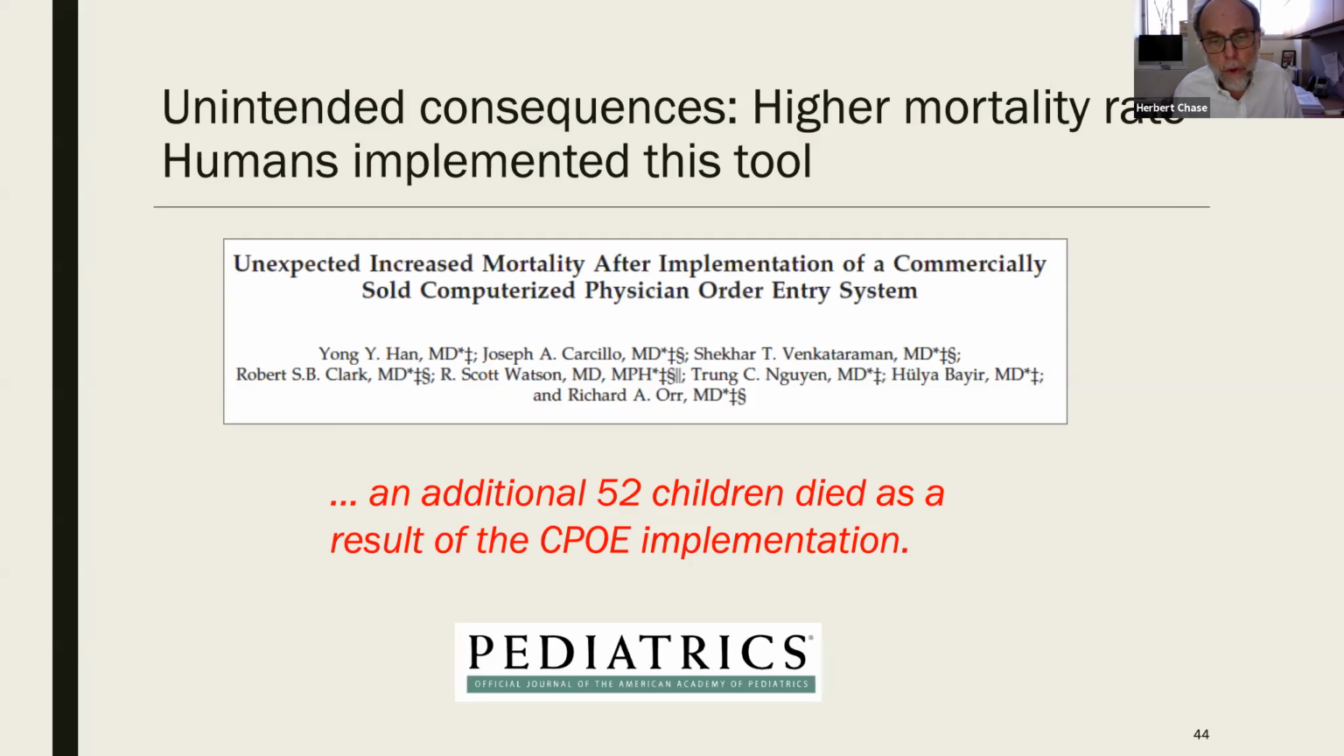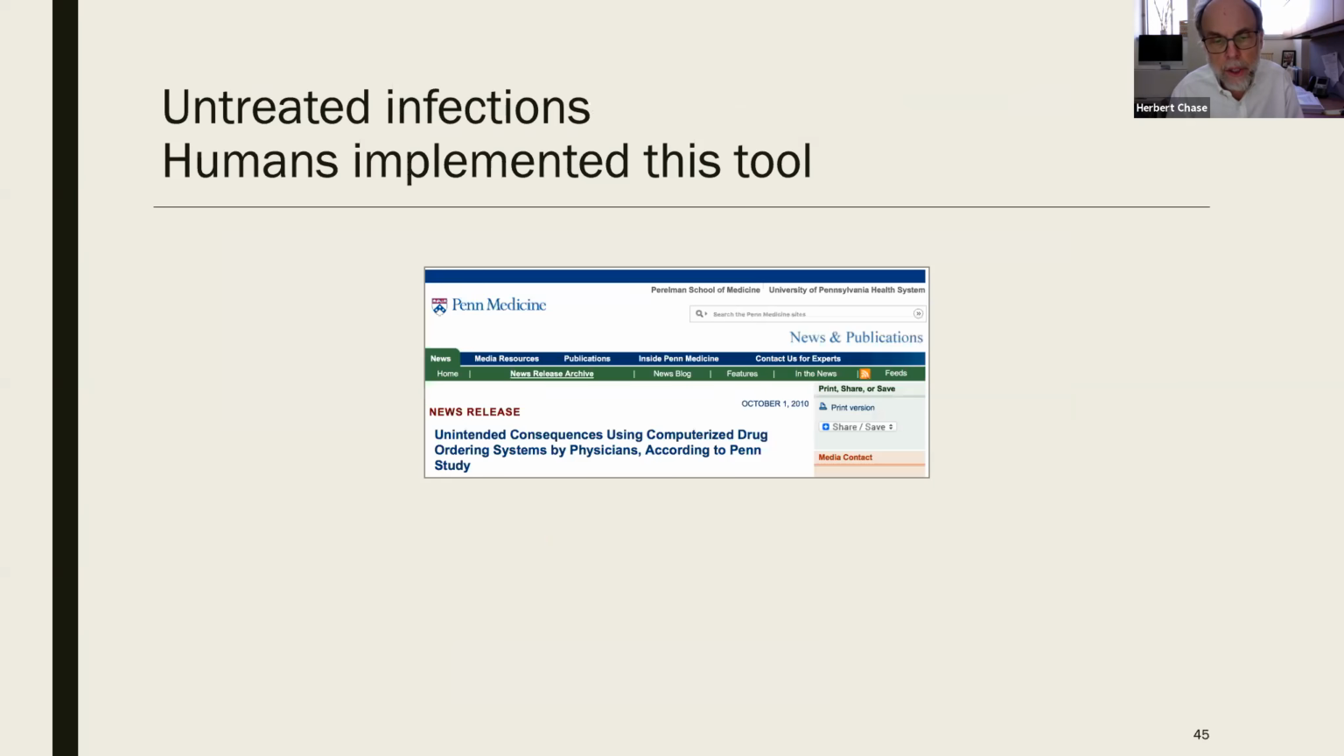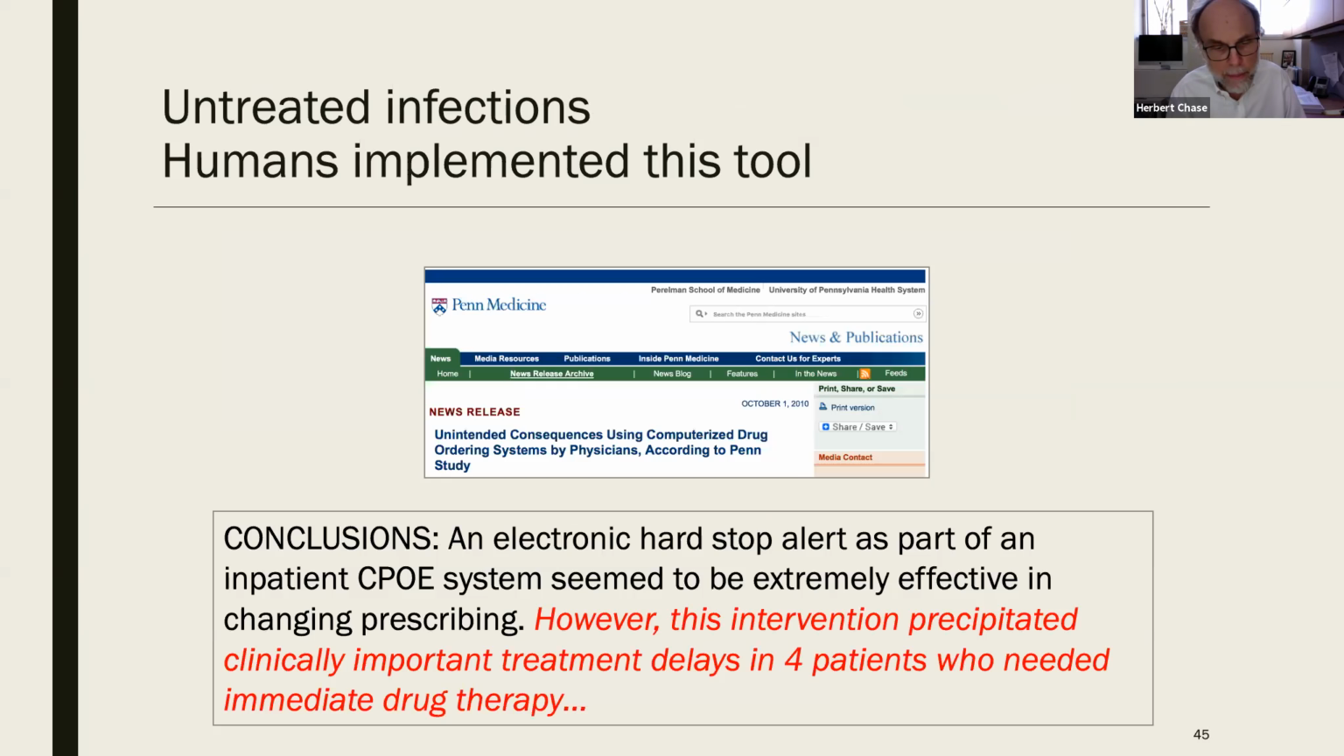And 52 children, it was estimated, and this was published by Penn. I mean, they took a lot of courage. 52 children died as a result of the implementation. Tragic, but somebody implemented that. And this whole concept of do no harm, I'm not sure that's built into the people who are overseeing the development and the implementation. Penn had another disaster where they implemented the same system and they ended up delaying 4 patients who needed immediate drug therapy.